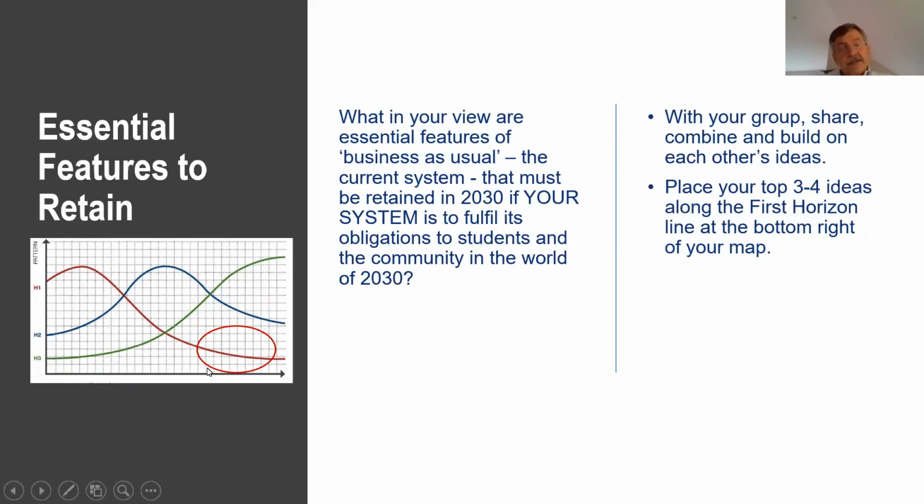This next section deals with what, in your view, are essential features of the business as usual, the current system, that you must keep in the future system. What are the things in the current system that we're in that we want to keep in the future? And jot those things down here.